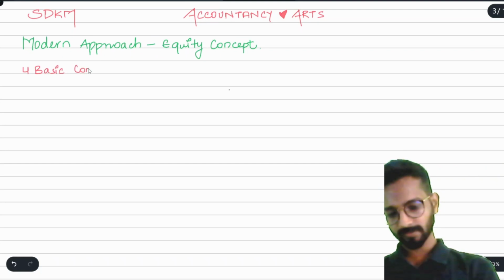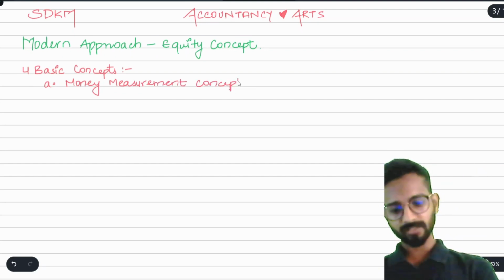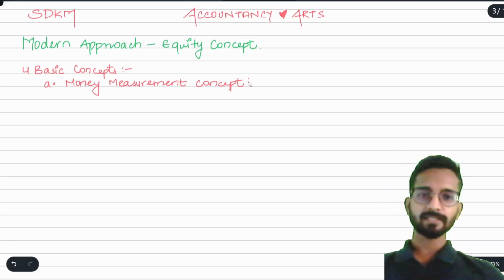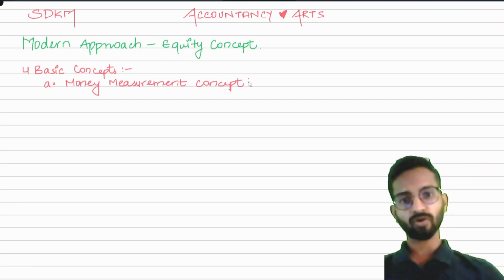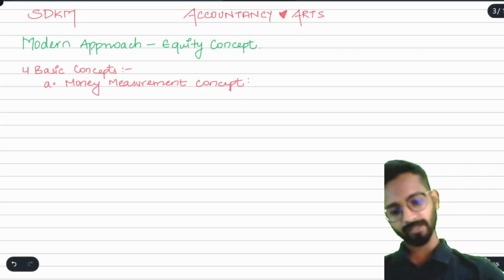basic concepts are as follows. Number one is money measurement. Money measurement concept. What does it say? It says that accounts, or accountancy, the subject, helps us to record all the transactions which can be calculated in terms of money.